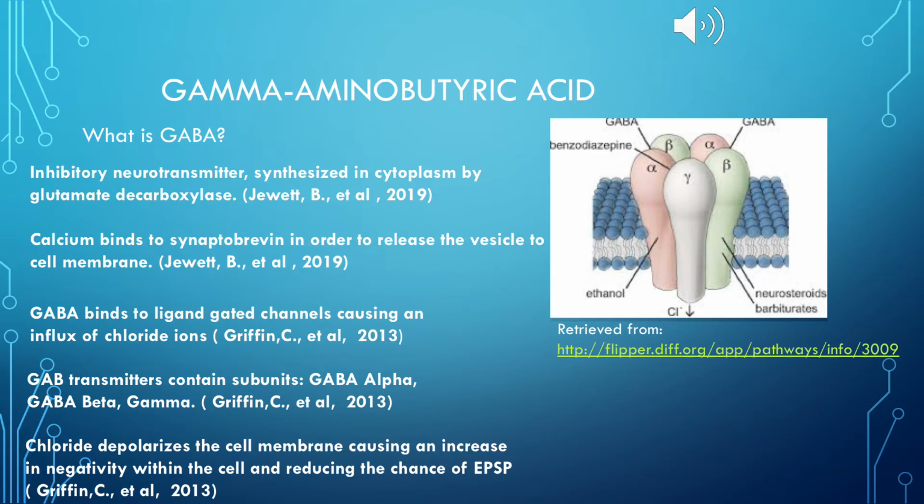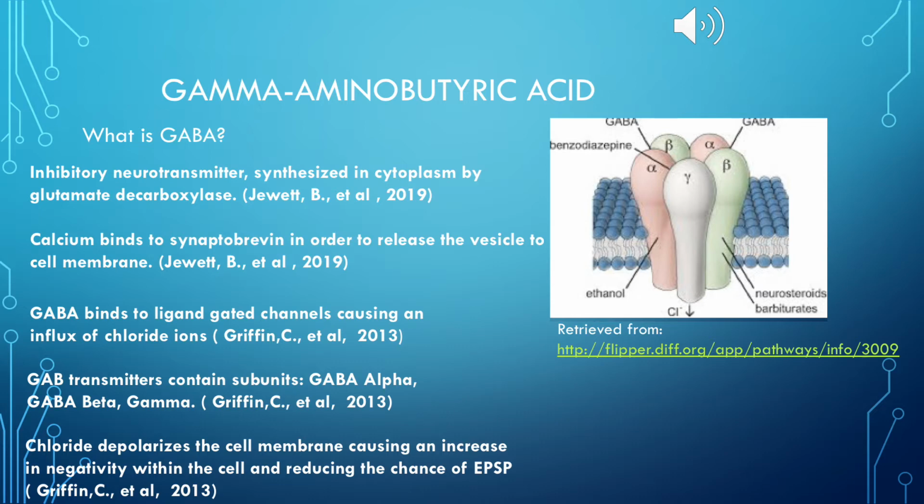This is synthesized in the presynaptic cytoplasm by an enzyme called glutamate decarboxylase. It is transported via inhibitory transport vesicles, where calcium binds to synaptobrevin, which allows these GABA-filled vesicles to fuse to plasma membranes, ready to be utilized. GABA binds through ligand-gated channels that cause an influx of chloride ions. Chloride ions diffuse into the presynaptic cells and are released by GABA receptors.